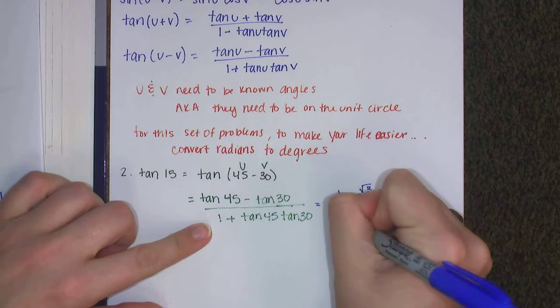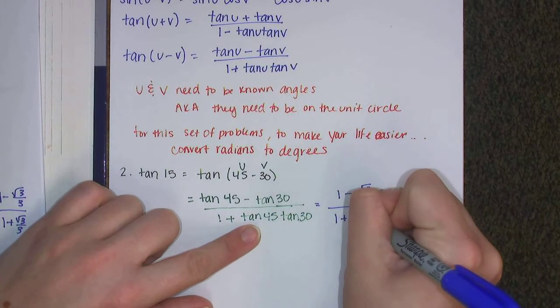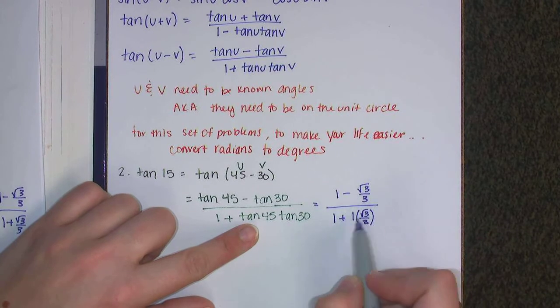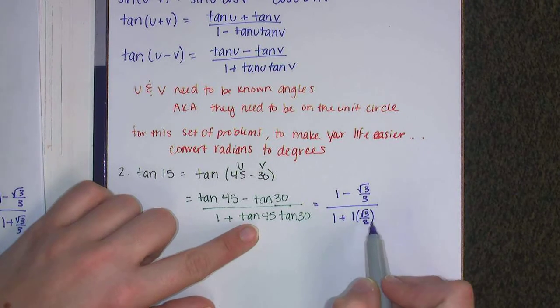Okay, so on the top I have 1 minus root 3 over 3. On the bottom I have 1 plus root 3 over 3, basically. So 1 minus root 3 over 3 over 1 plus root 3 over 3.